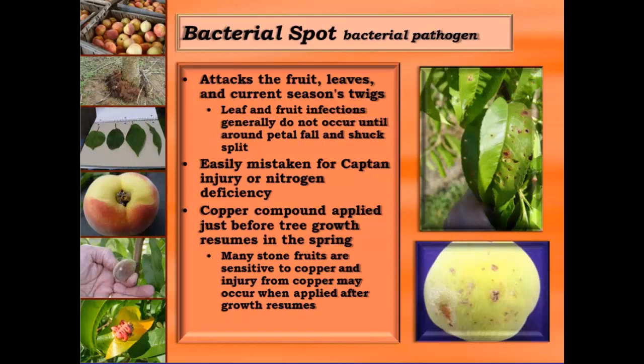It causes severe shot holing on leaves, total defoliation, and eventual death of the tree if there's that much defoliation year after year. And the fruit are infected as well, as you can see in the lower picture. This is an early stage, but if it's left to go, it is pretty cracked, just like the pictures I showed you on apples as well. So this is a pretty challenging disease control.